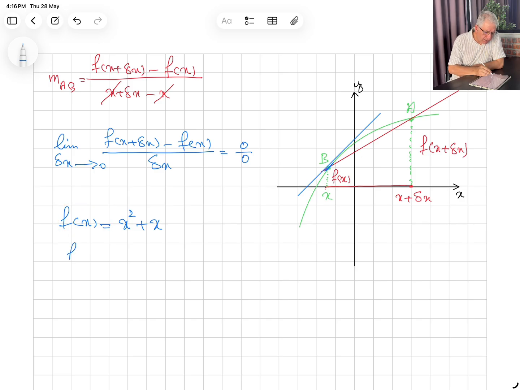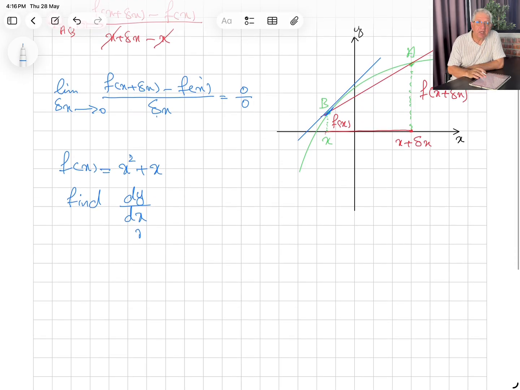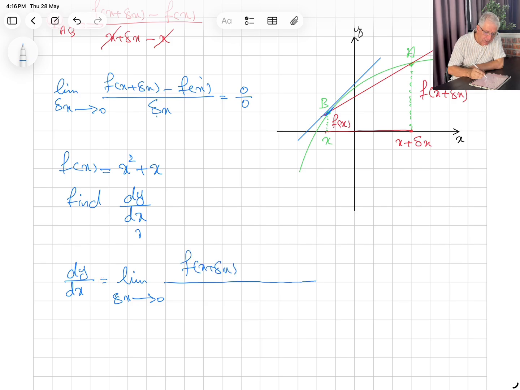Now we want to find dy by dx. That means derivative of the function. That means how much change in y divided by change in x as delta x goes to 0. Now, what is that? That is dy by dx, then will be equal to limit delta x goes to 0 of f of x plus delta x minus f of x divided by delta x.